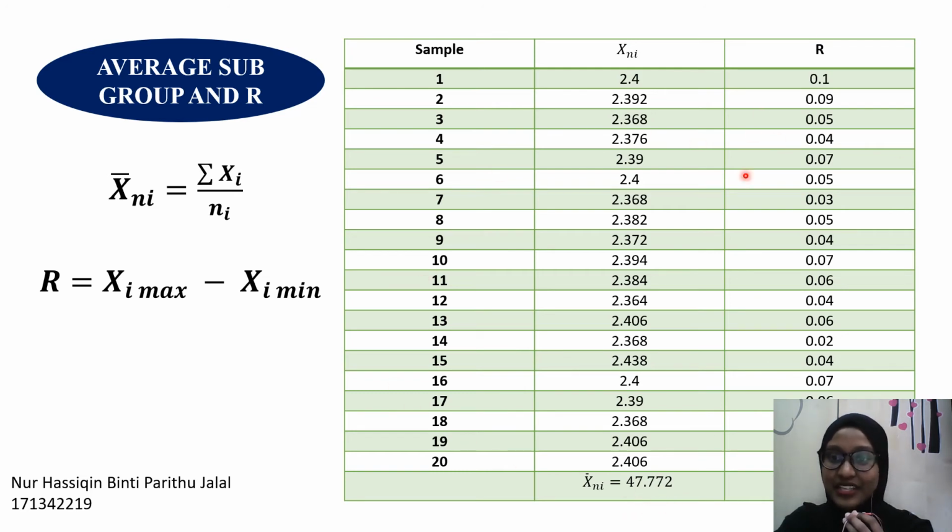Follow up with the R value, the range. For R, we also need to find the value for each subgroup. As you can see, the total for R is 1.19. For R, we follow this formula, which is X max minus X minimum.